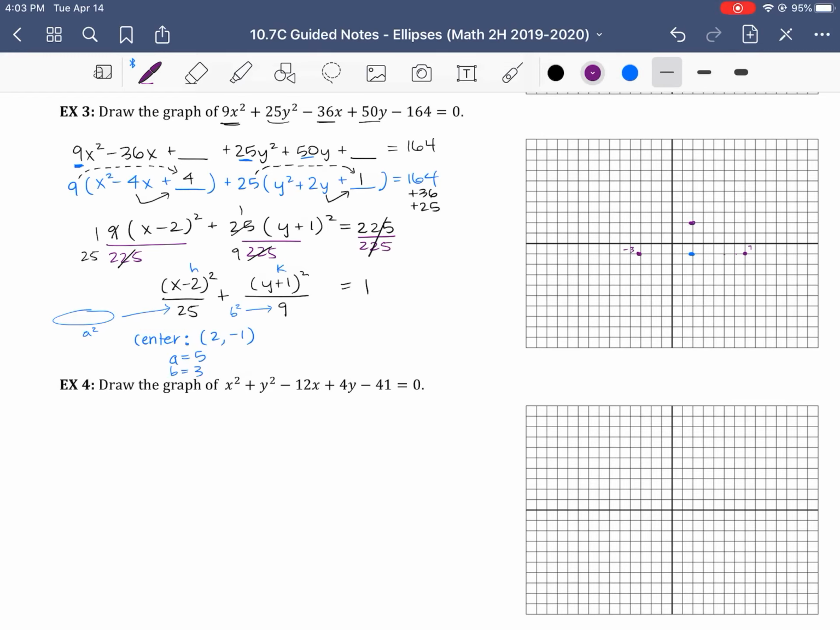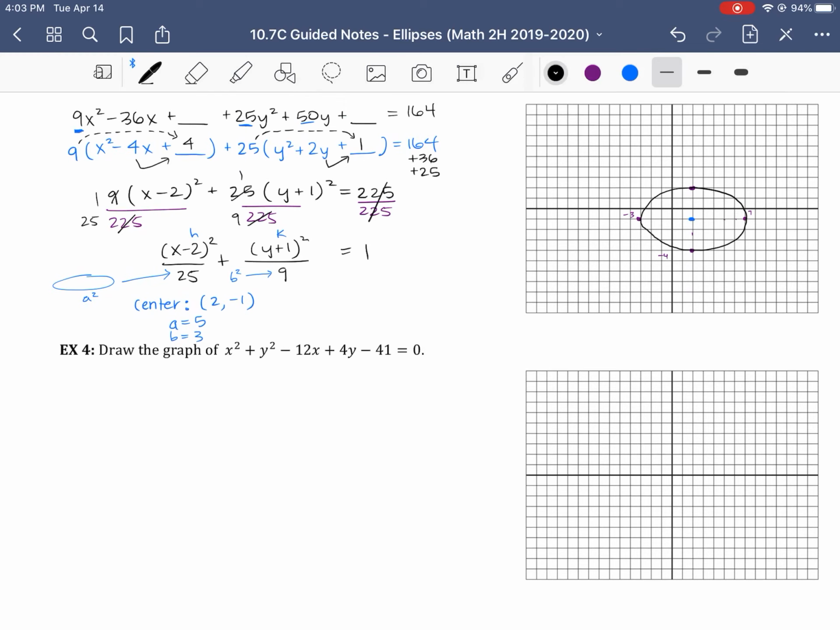And then for the b, we look over and our b was 3, so we go up 3 units from the center, and we go down 3 units from the center. Okay, and then we go ahead and connect those, and again, doing the very best we can. Sometimes it helps when I turn my paper, but well, it's a good try.